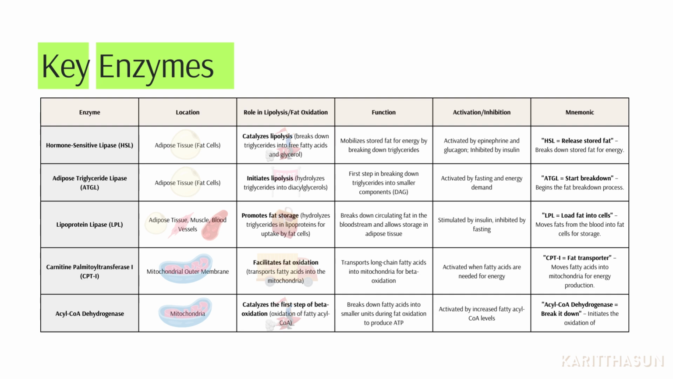Next is CPT1, or carnitine palmitoyltransferase 1, which transports fatty acids into mitochondria for oxidation. And the last is acyl-CoA dehydrogenase, which catalyzes the first step of beta oxidation inside the mitochondria. Each of these enzymes plays a critical role in either mobilizing stored fat or burning it for energy.